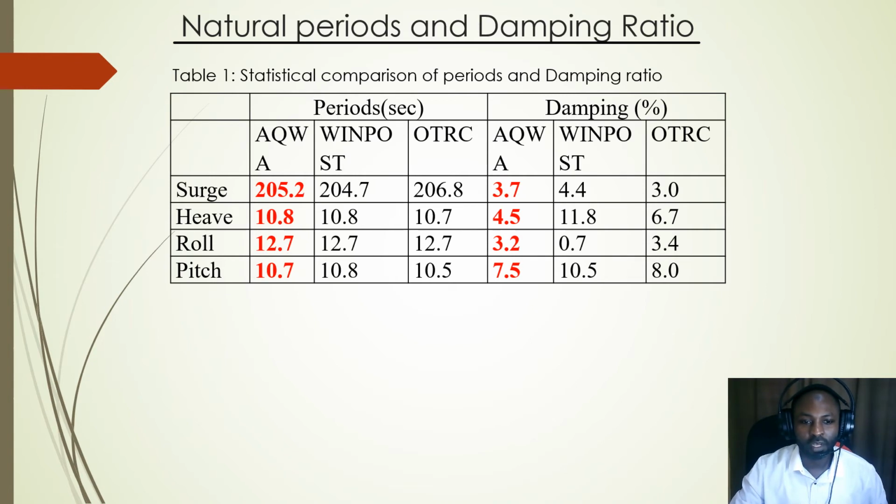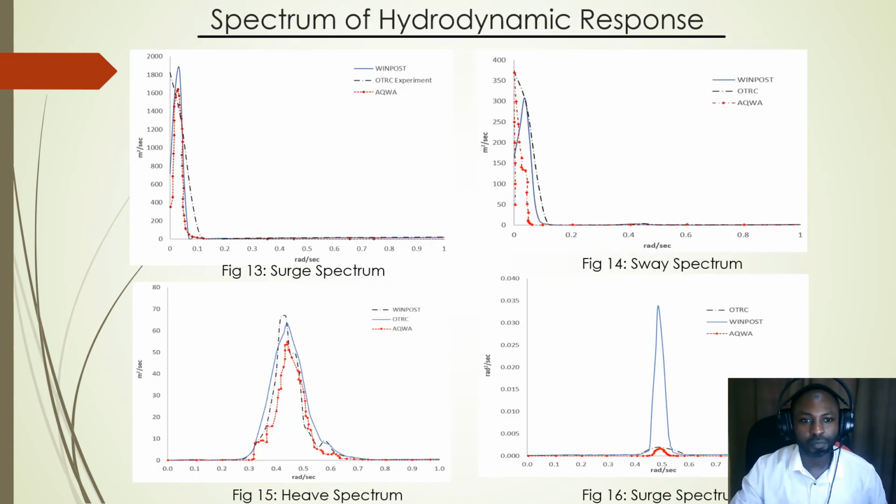Where the red ones are computed from Aqua. So by comparing the simulation, which is Aqua, and the OTRC experiment, you can see that the results are also very close. In such, you can see the heave, roll, and pitch, and also the damping ratios are also very close.